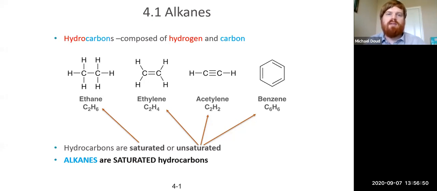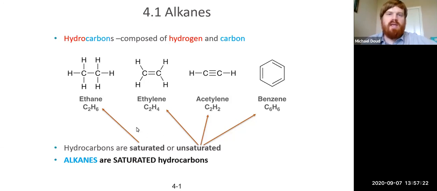So, alkanes. Before we define what alkanes are, we want to define first this idea of a compound called a hydrocarbon. Hydrocarbons, you probably have heard this before. Hydrocarbons are just organic compounds that are composed exclusively of hydrogen and carbon. Now there's two different classes of hydrocarbons. There's what we call the saturated hydrocarbons, and then we have unsaturated hydrocarbons.